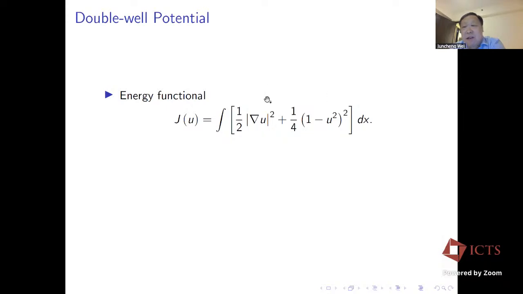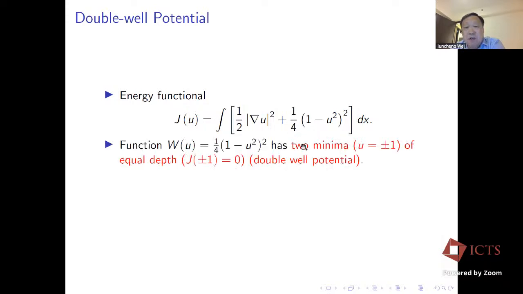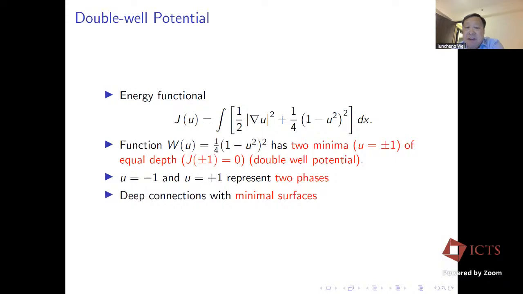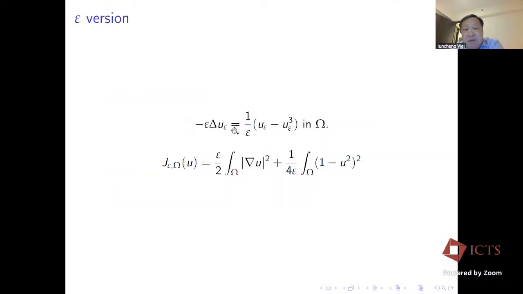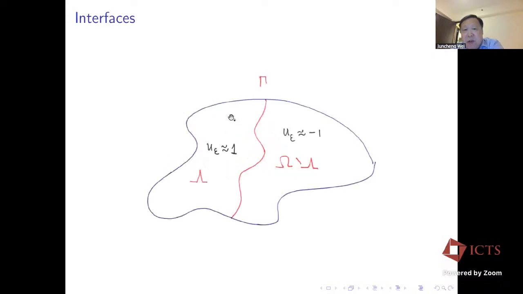Formally, this has a Ginzburg-Landau type energy functional with two global minima, -1 and +1, so we have two global stable solutions, which are constants. This problem has a deep connection with minimal surfaces. If we put the epsilon version of this problem in a bounded domain, with an epsilon here and one over epsilon here, which is just a normalization, the solution will approach +1 or -1, with an interface in between.